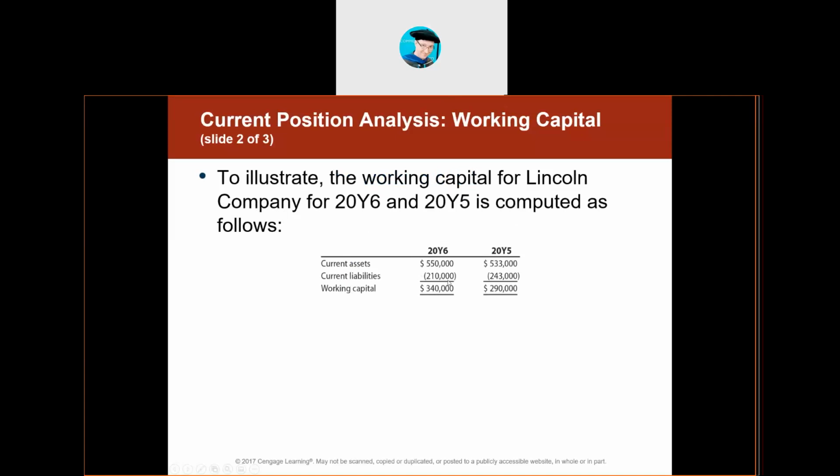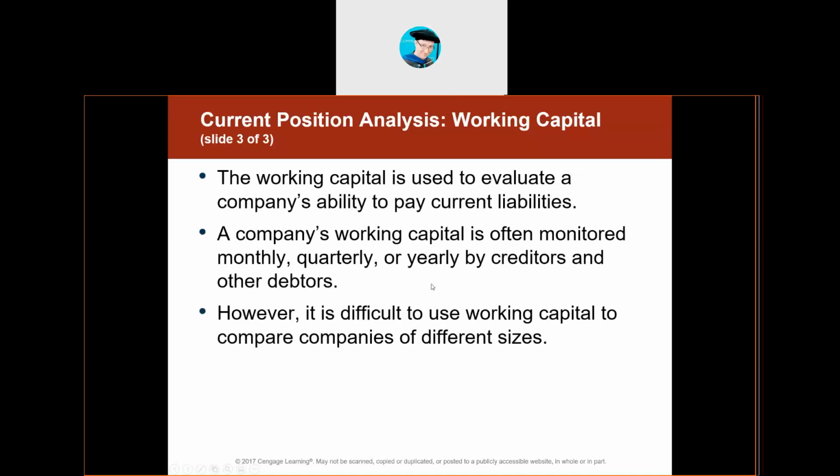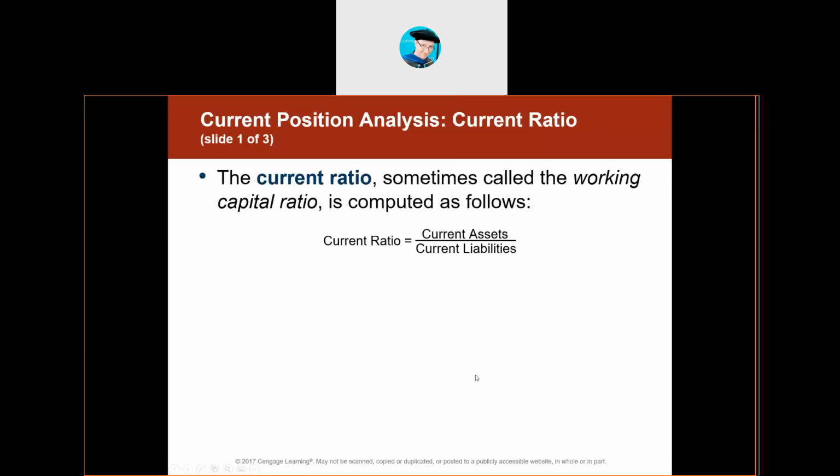Current assets minus current liabilities equals working capital. And you can compare year to year the working capital amount, 2016 comparison to 2015. And it tells us the company's ability to pay its current liabilities. I typically look at working capital monthly, quarterly, or yearly, depending on the creditors and the debtors. And I also can take into consideration the use of working capital in comparison to other companies.